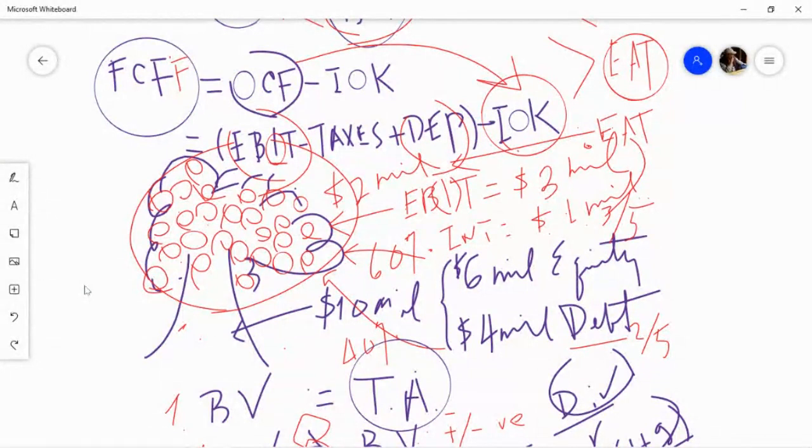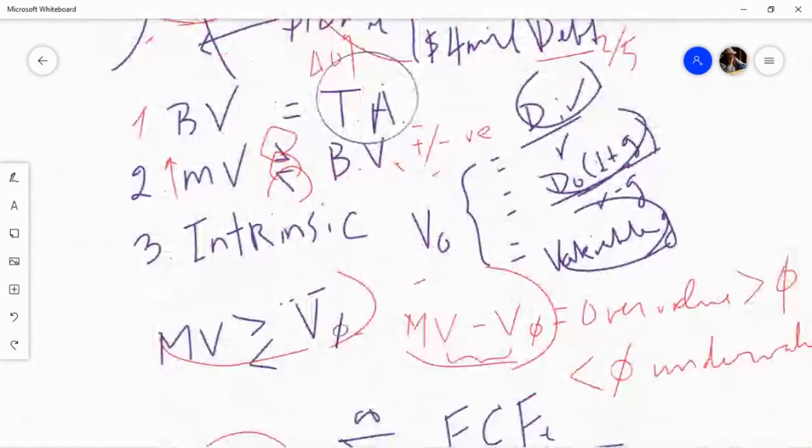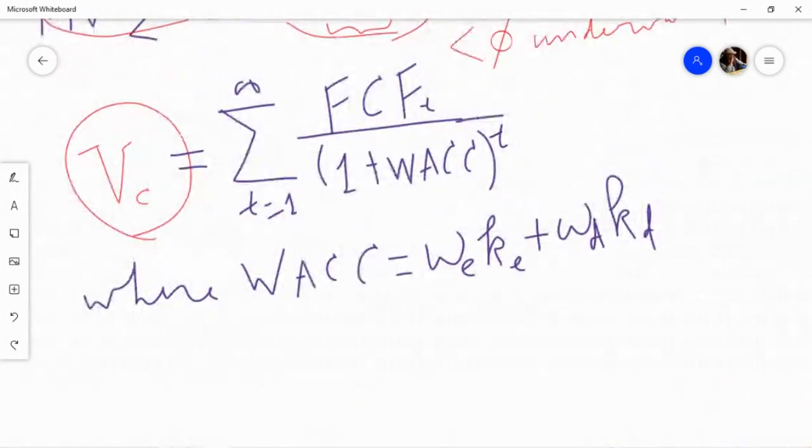So think about it. It's only fair to reflect that weight. Think about it. This free cash flow belongs to both. This free cash flow belongs to both fund providers. Isn't that right? The free cash flow belongs to both fund providers, right? Both equity holders and debt holders. So you cannot discount it with only the required return, right?